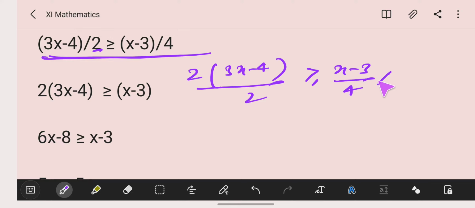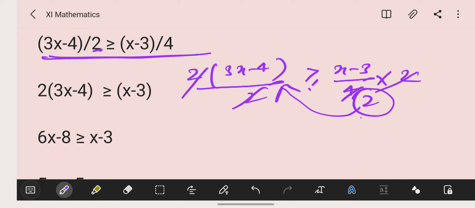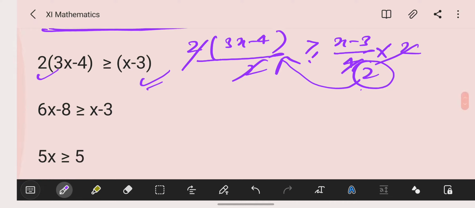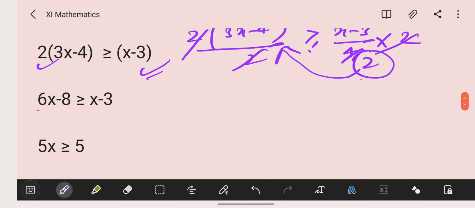So 2 fours are 8... the 2 twos get cancelled. Again, a 2 is left here on the right hand side, so you can transpose this 2 to the left hand side. So it becomes 2(3x minus 4) more than or equal to x minus 3. Now multiply it. 2 threes are 6, 2 fours are 8. This is called the distributive law of multiplication over subtraction. 6x minus 8 more than or equal to x minus 3.